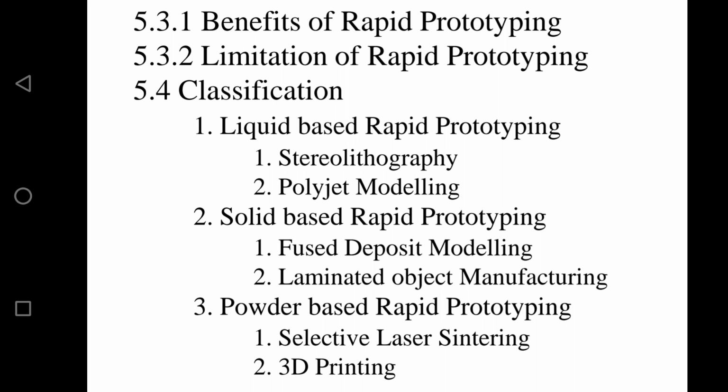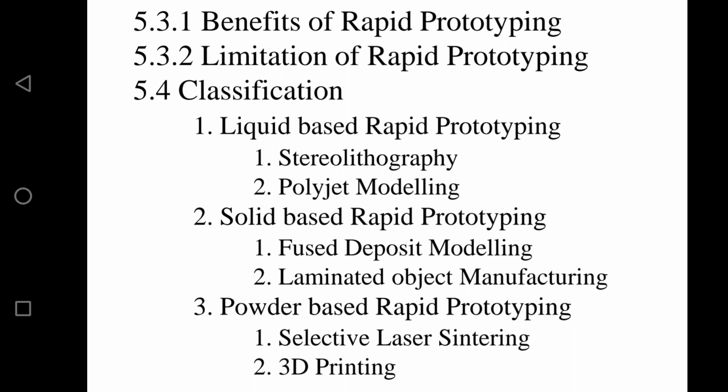So based on the initial form of the material used, the rapid prototyping systems are broadly classified into three categories. The first one is liquid based rapid prototyping, second is solid based rapid prototyping, third one is powder based rapid prototyping technique. Well, I said these are based on the initial material used.